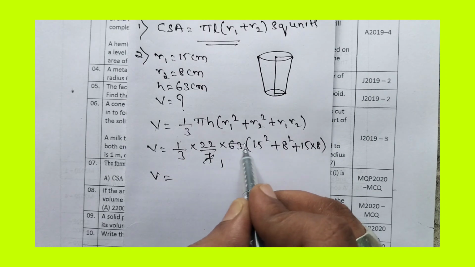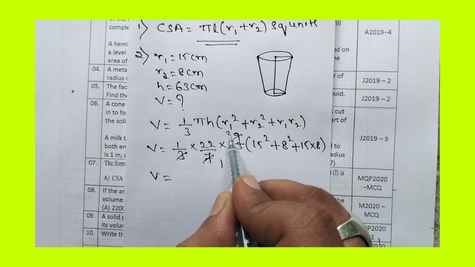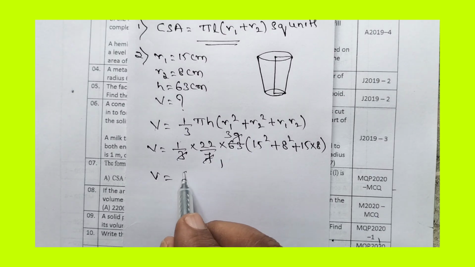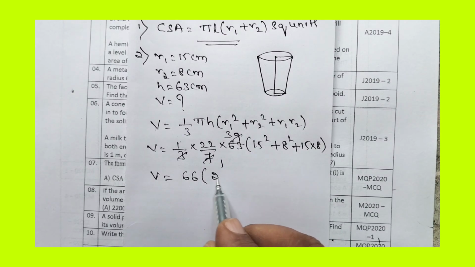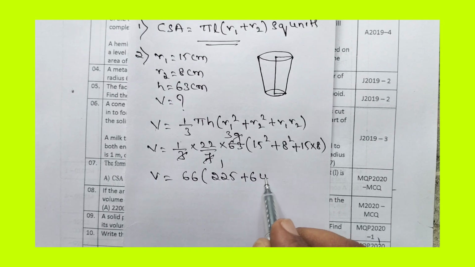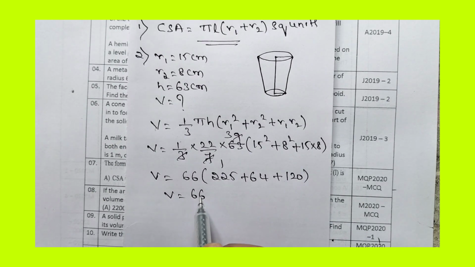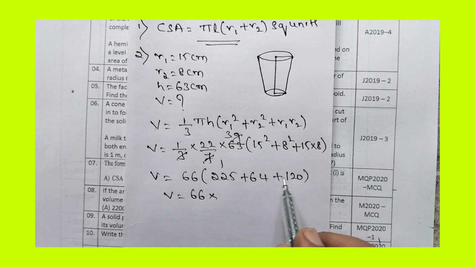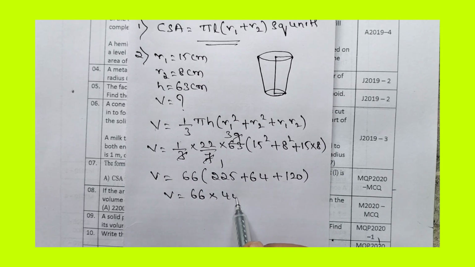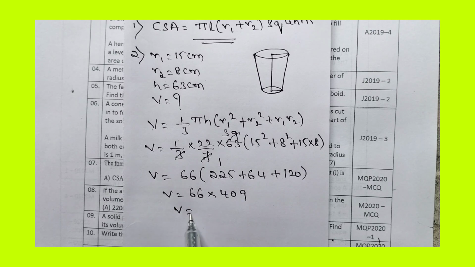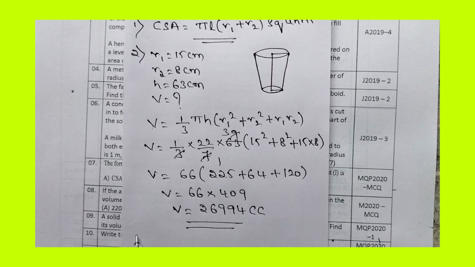Volume is equal to, 7 ones are 7, 7 nines are 63, 3 ones are 3, so 22 into 3 is 66. Then 15 square is 225 plus 8 square is 64 plus 15 eights will become 120. So volume is equal to 66 into, now add these three. If you add these three, you will get 409. So volume of dustbin is equal to, if you multiply these two, you will get 26,994 cc. Cubic centimeter is the volume of the dustbin. So like this we have to find out the volume of the dustbin.